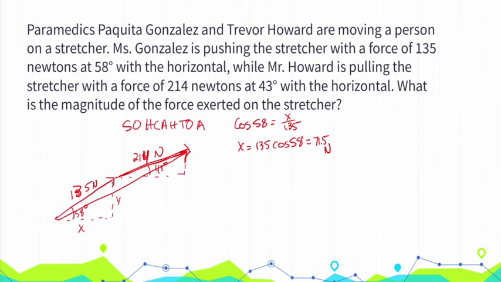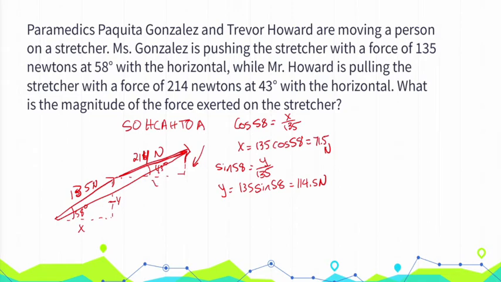Y is the opposite side, so that's going to be the sine. Sine of 58 equals y over 135. Y equals 135 sine 58. Change that cosine to a sine, and I get 114.5 newtons. Now we're going to do the same thing with this vector.